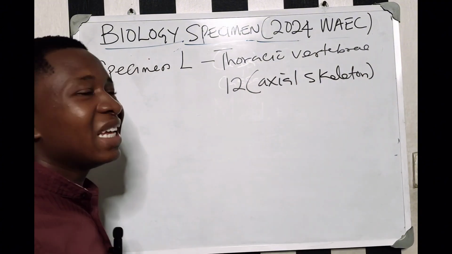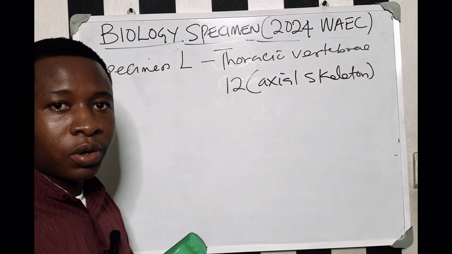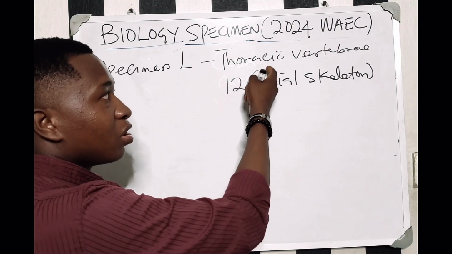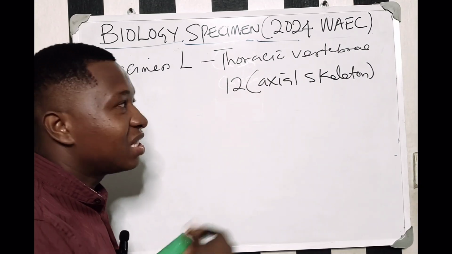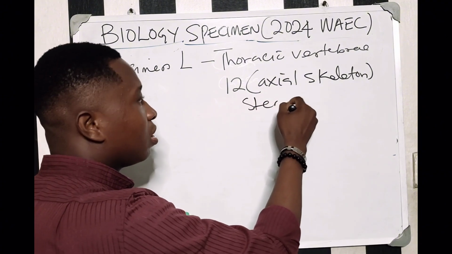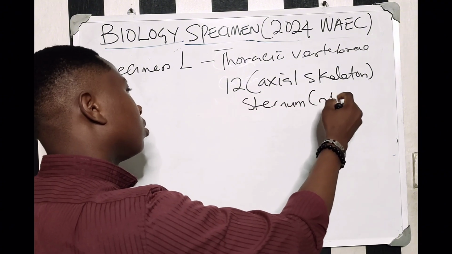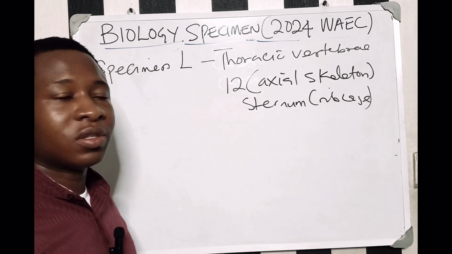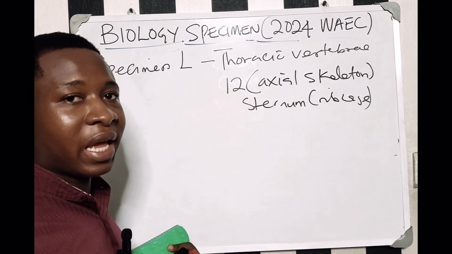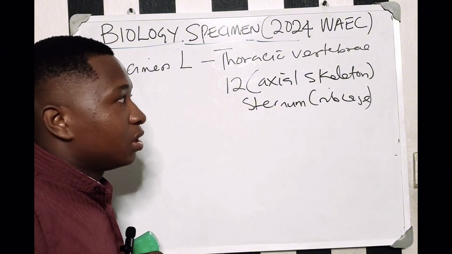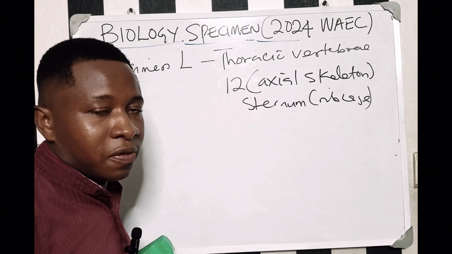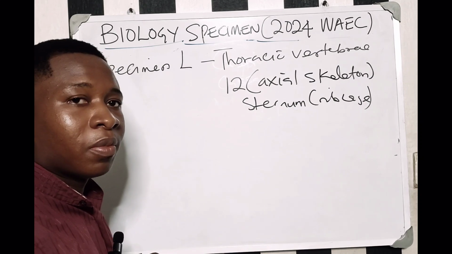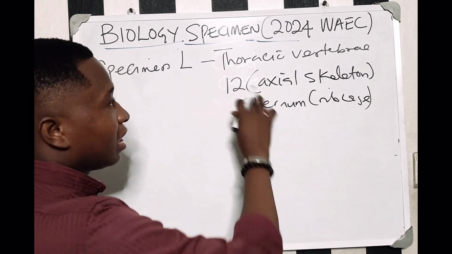Okay, they are found in the thoracic region. The bones of the ribs articulate from the thoracic vertebrae and meet at the sternum, forming a rib cage. So there are 12 in number. The bones of the rib cage articulate from the thoracic vertebrae and meet at the sternum, hence forming a rib cage. So that is the thoracic vertebrae.